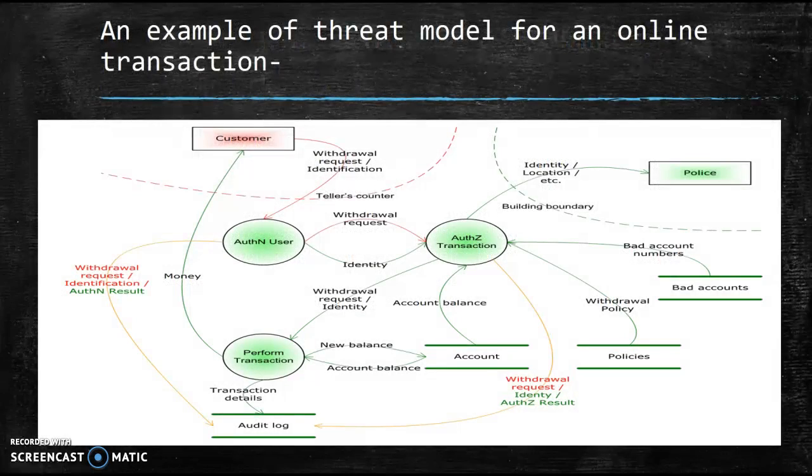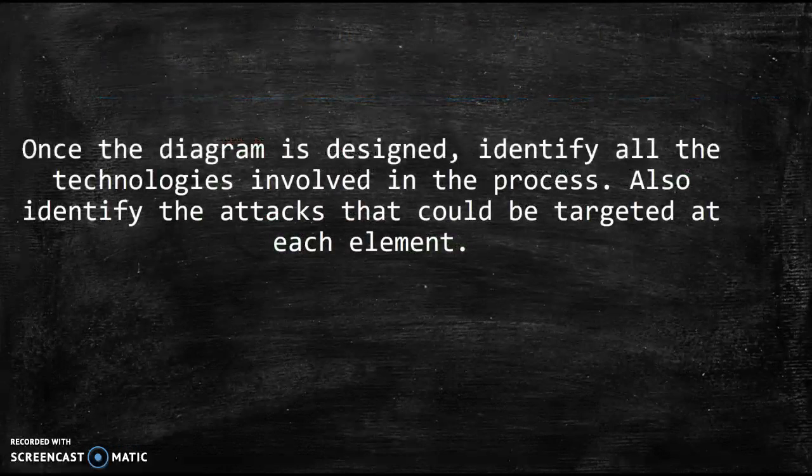Here is an example of diagramming for an online transaction and how it works. Once the diagram is designed, identify all the technologies involved in this process. Also identify the attacks that could be targeted at each element.